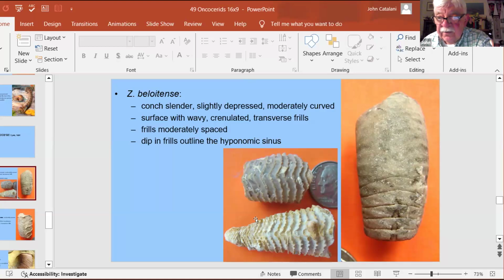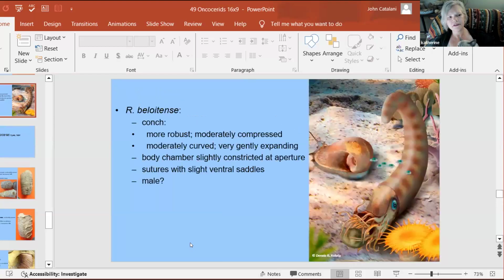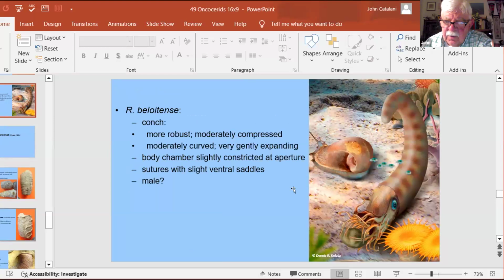Go ahead, Catherine. You had another question. Right, can you go up 2 slides to the top slide that I see right there? Yeah. Has anybody found the full fossil, that is the body, the head covering and the tentacles or arms?